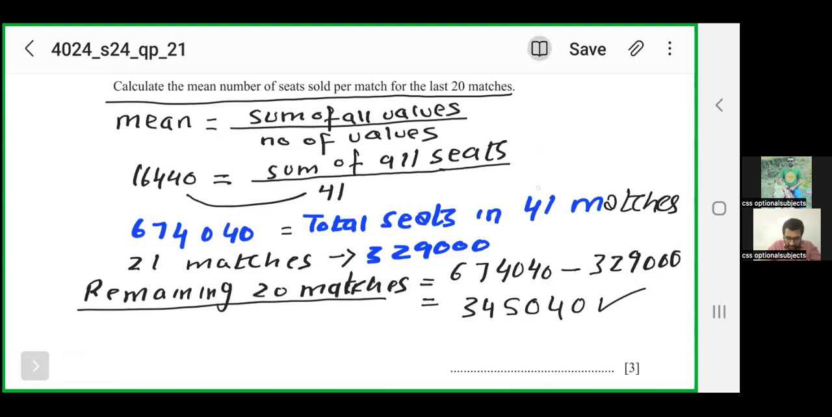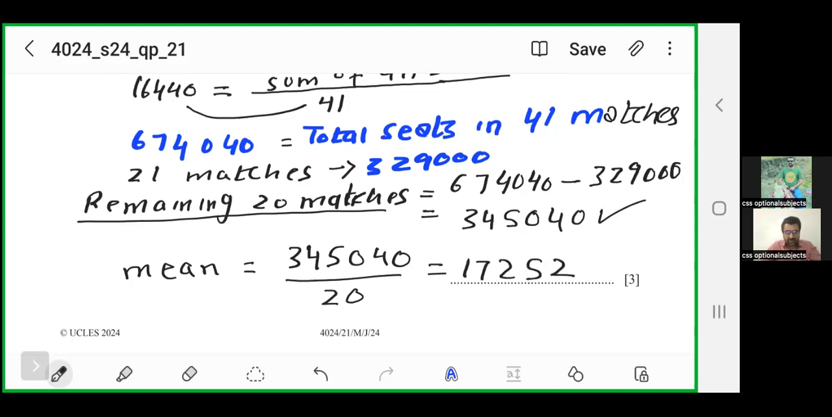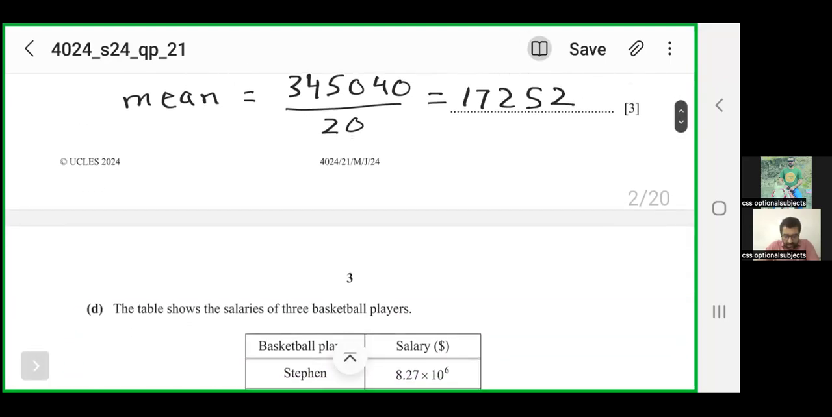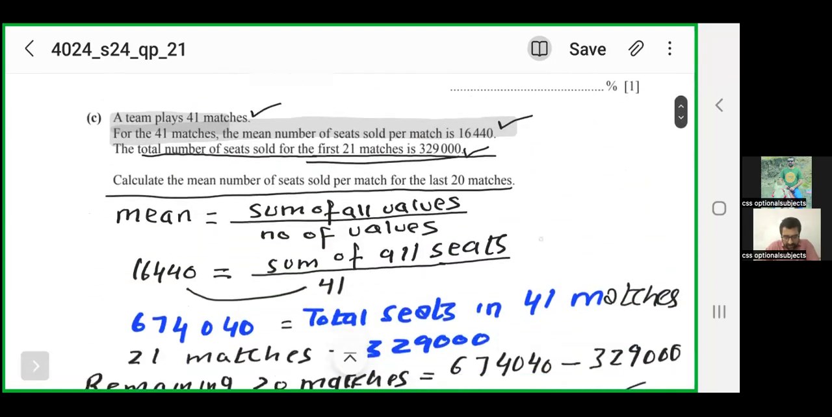Now you can calculate the mean for this one. The mean is the total number of seats sold, 345,040, divided by the number of matches, 20. This will be your new mean for the last 20 matches, 17,252. This is the mean number of seats for the last 20 matches. So this was the question in which you have to use the mean two times. So this is question number one, part A, part B, and part C.